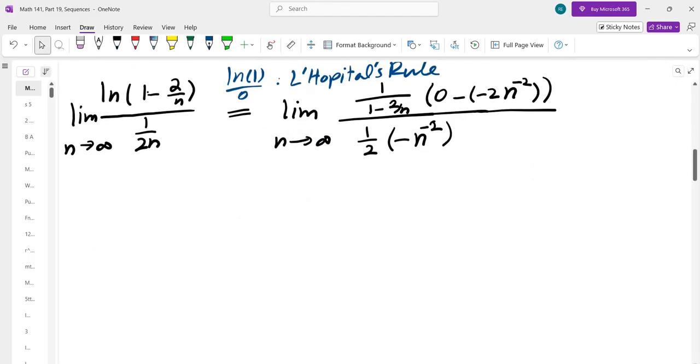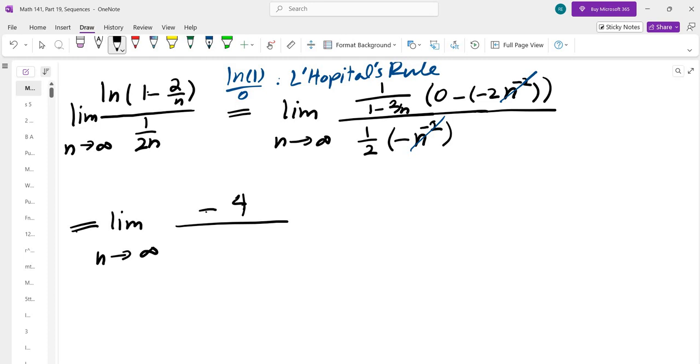So let's simplify and then take the limit. This is the limit as n approaches infinity. Well, the 2 at the bottom comes to the top. We have a positive sign on top and a negative sign at the bottom. So we get -4. We also have n to the power of -2 that we can cancel. And at the bottom, we get 1 minus 2 over n. Now, when n goes to infinity, this becomes -4 over 1.